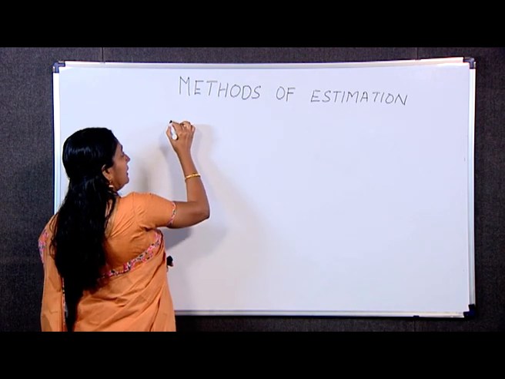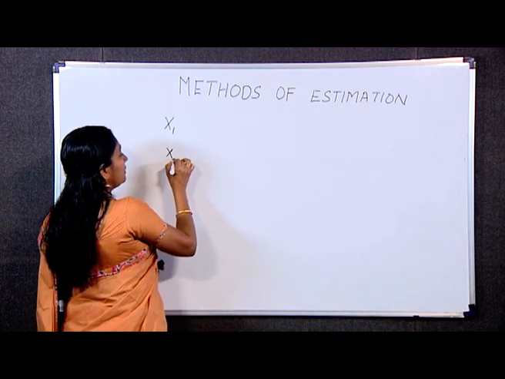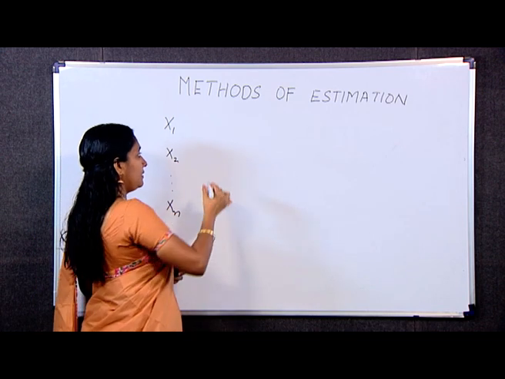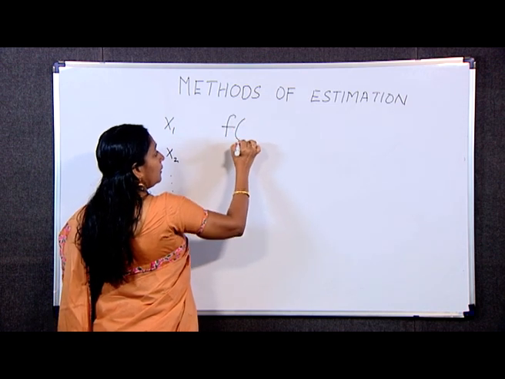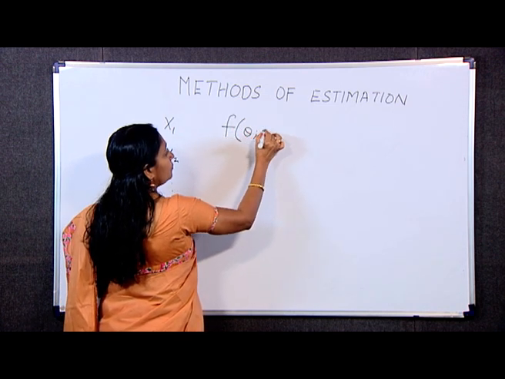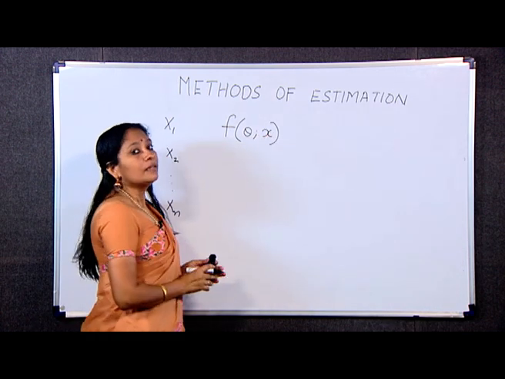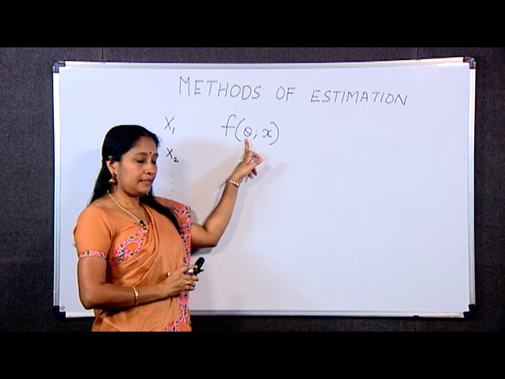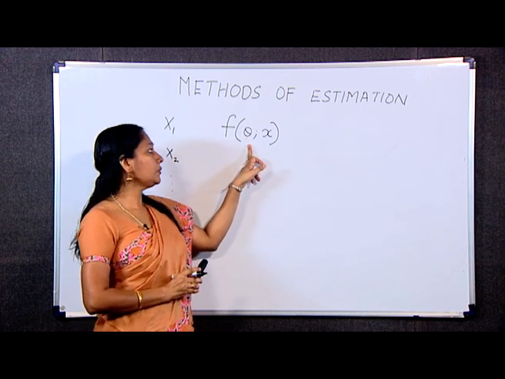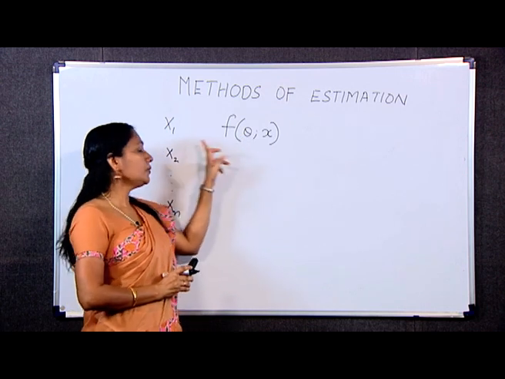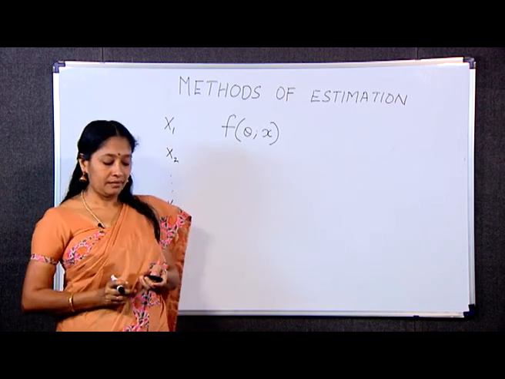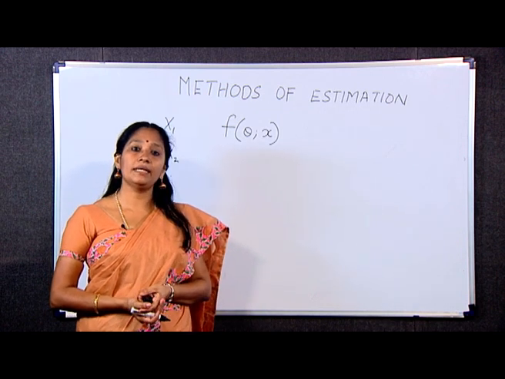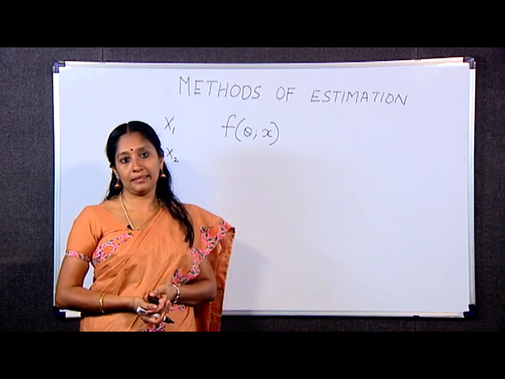Suppose we have a random sample x1, x2, etc. xn from a population following PDF denoted by f theta x. This theta is the unknown quantity and it is called the parameter. You have to estimate this theta using the sample. Hence, in brief, estimation methods are very important in any statistical investigation.